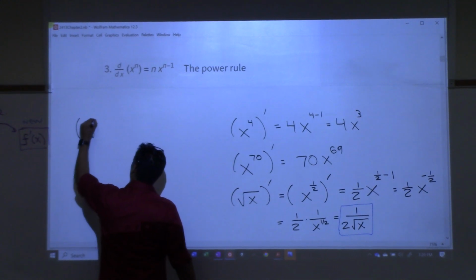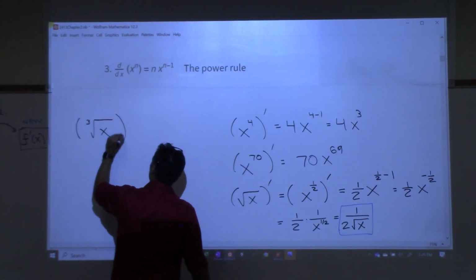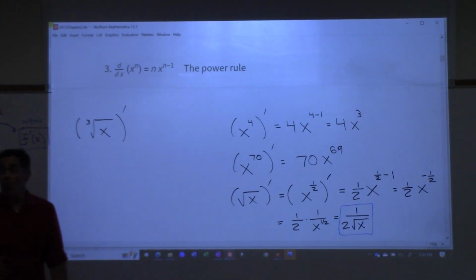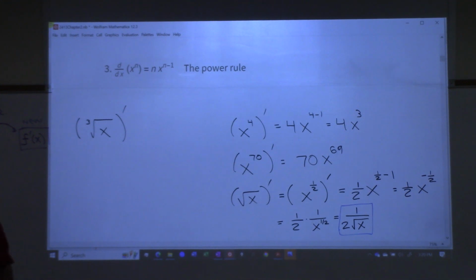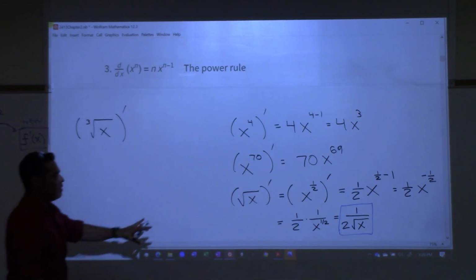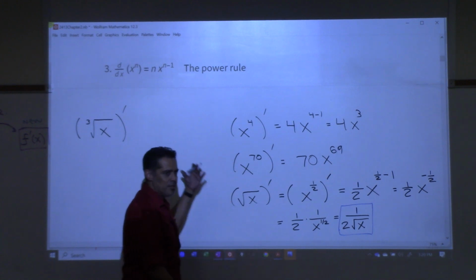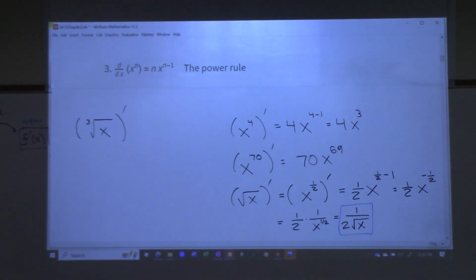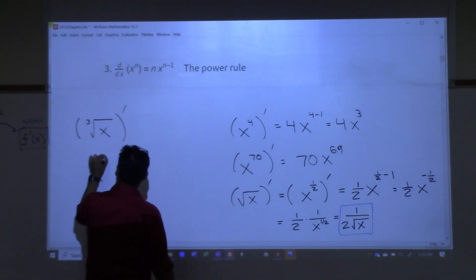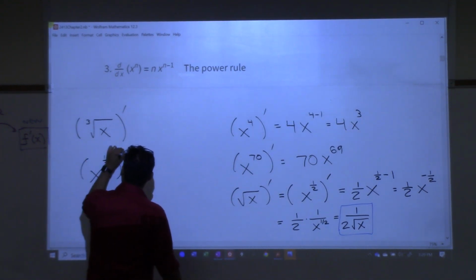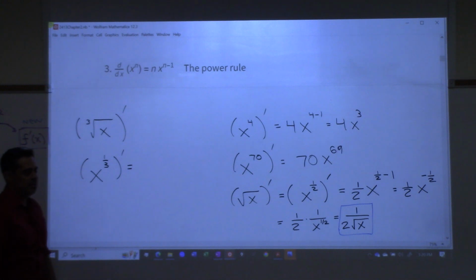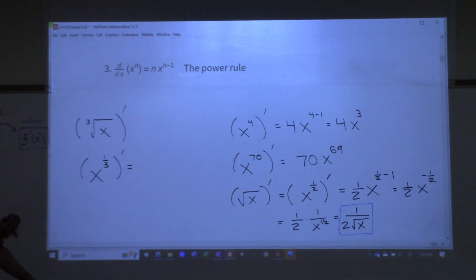Okay, what about the cube root of x? So maybe it's 1 over 3 cube root of x, right? No, that's not it. This is the only one that works like this. We have to actually grind this one out, all right? So that's really x to what power? 1/3. And now you can use the rule, right? So you bring out the 1/3.